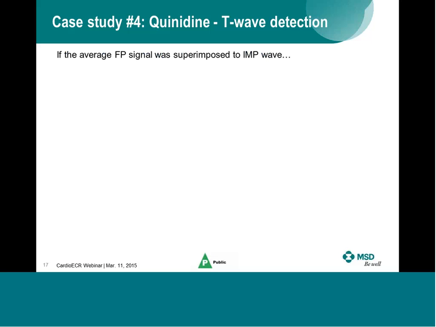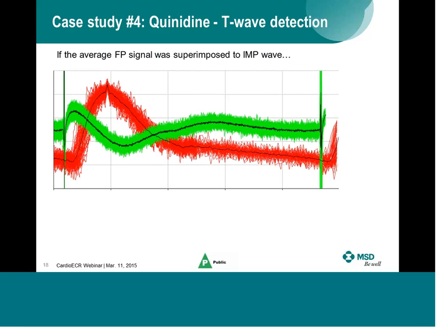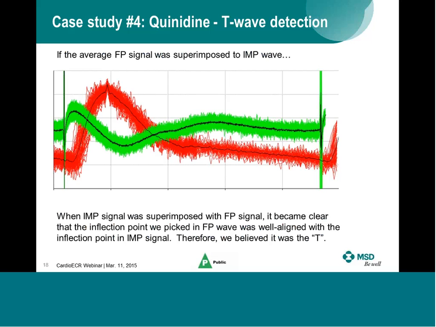So what we do is, how about we superimpose the field potential signal with the impedance signal? This is the spectrum. We superimpose the average of both signals in the presence of cleaning. When the impedance signal was superimposed to the field potential signal, it becomes clear that the inflection point we picked in the previous slide at the last arrow point is well aligned with the inflection point in the impedance signal. Therefore, we think this one is the T wave in the field potential signal.